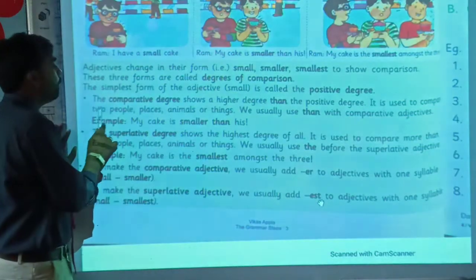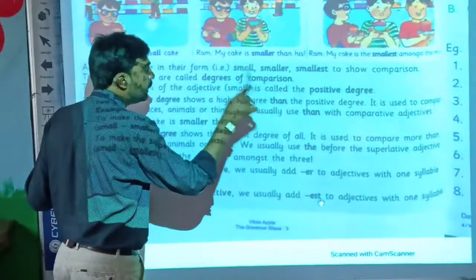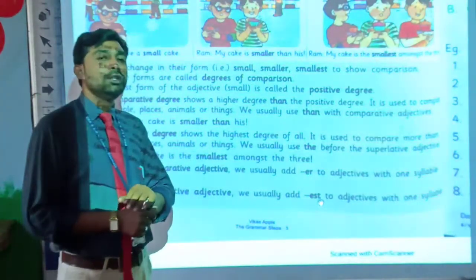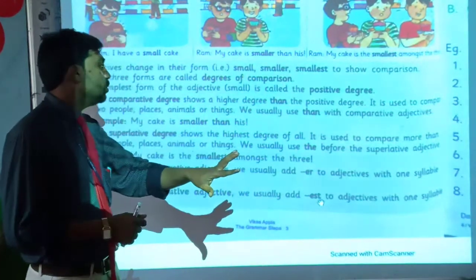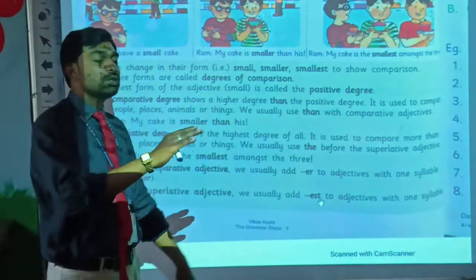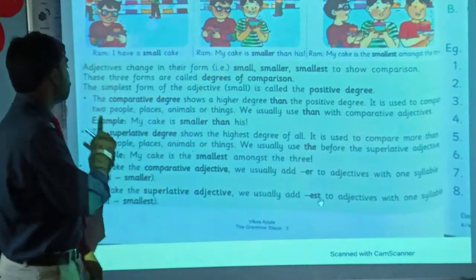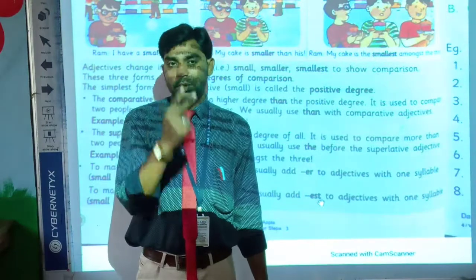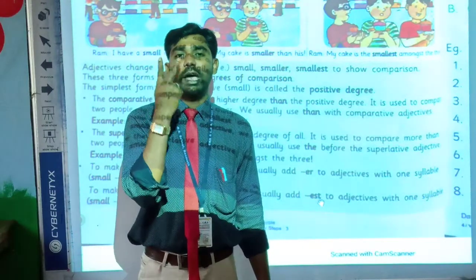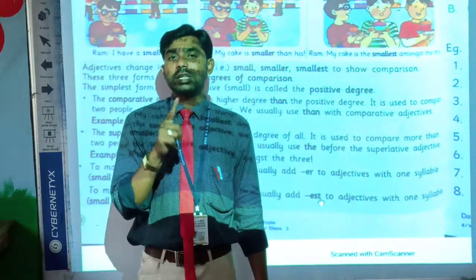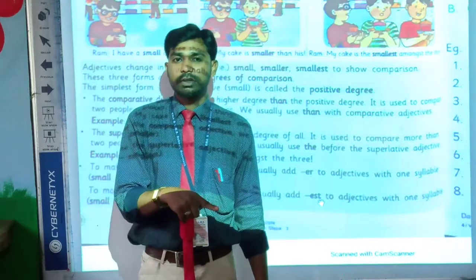Then the comparative degree shows a higher degree than the positive degree. Meaning, in the positive degree we use the simplest form of the adjective, but the comparative degree shows a higher degree. That is, it is used to compare two people, places, animals or things. If we are comparing two things, we use the comparative degree. Understood?